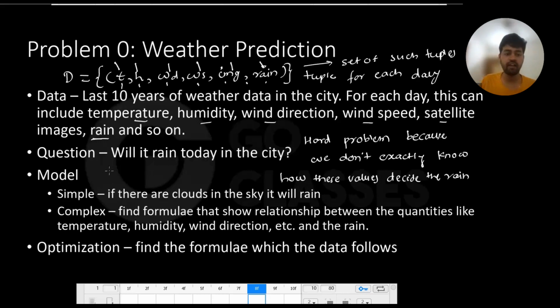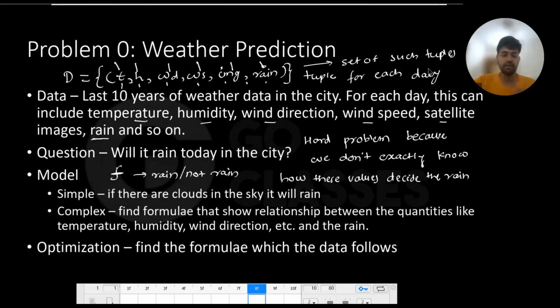When I say formula, I mean we do not have a function f to which we pass all these values and the output will be rain or not rain. So we don't know that exact function. Such a function need not even exist, because it is possible that there is another factor, maybe a belt of low pressure in the Arab Sea, that will actually cause it to rain, and that is not even in our data. So we don't even know such a function exists, and even if it exists, we don't know what exactly that function is.